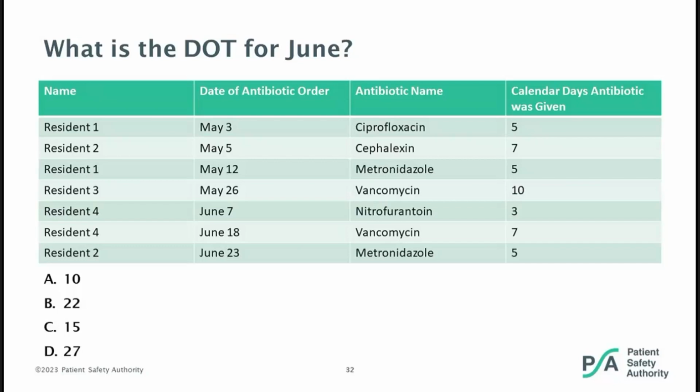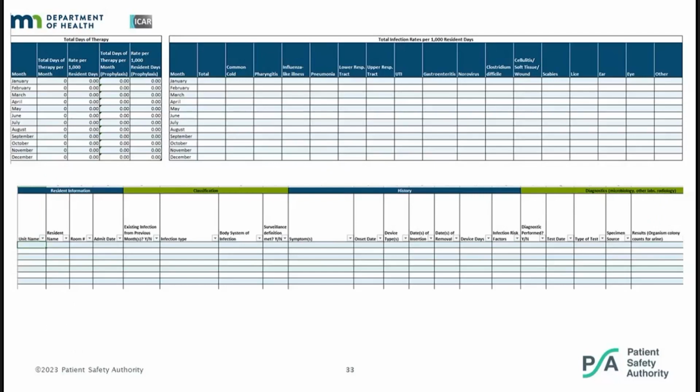And it looks like most people are answering C, 15, which is correct. And we are looking at just June, so you're going to add 3, 7, and the 5 all together, and that is where you get the 15. So that was great. Everybody seemed to be getting those answers.